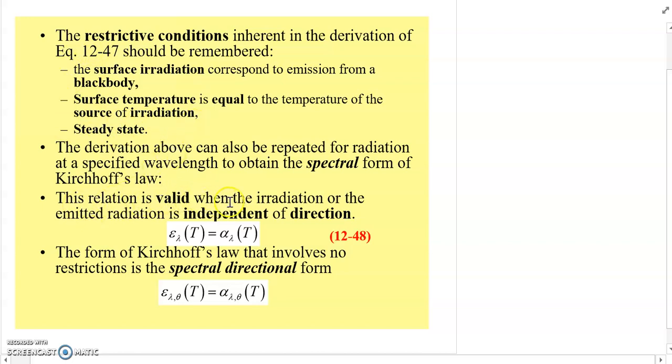The relation is valid when irradiation or emitted radiation is independent of direction, so any direction is fine. It also involves no restriction to the spectral directional form. Any direction is okay, and any wavelength is still valid for both emissivity and absorptivity, as long as you follow these three restrictive conditions. So basically these are the terms that you need to know related with radiation.